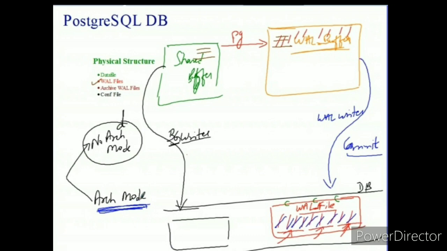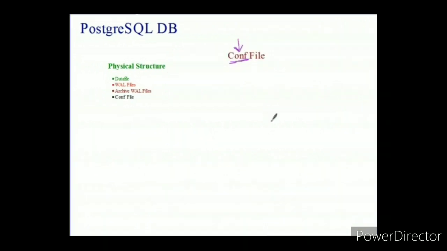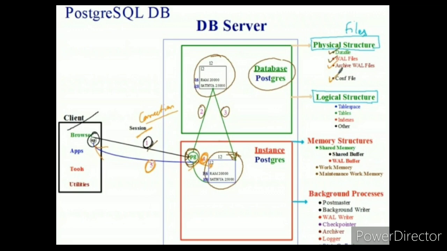Next one is configuration files. The configuration files contain the information of all the parameters. So this is the main file which holds the information of all the things. If we need to change any parameter, we should bring down the service and change the parameter. Then we need to start the services. These are the files which are available in the physical structure.